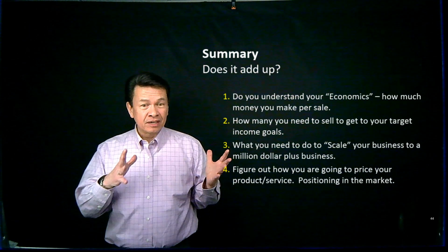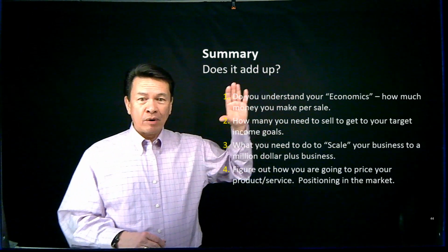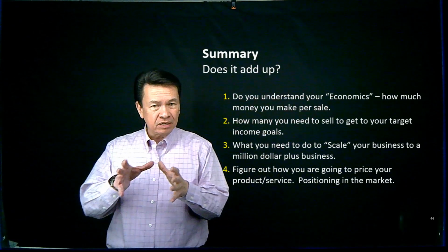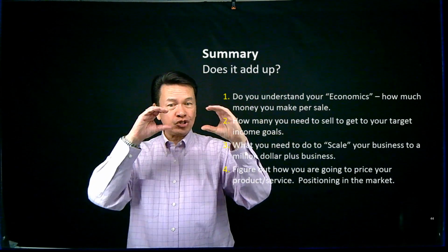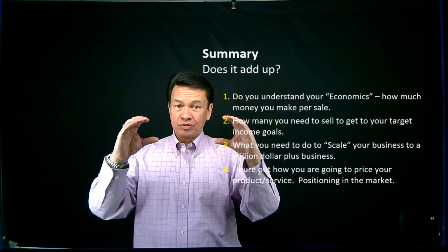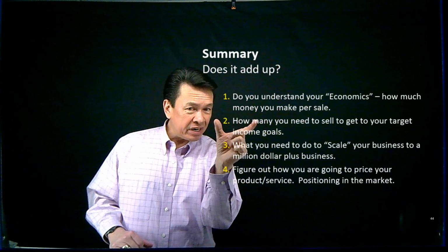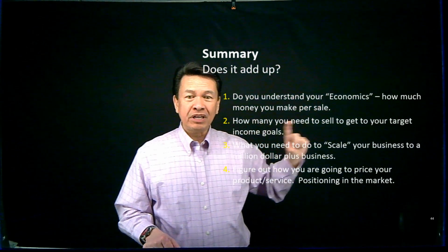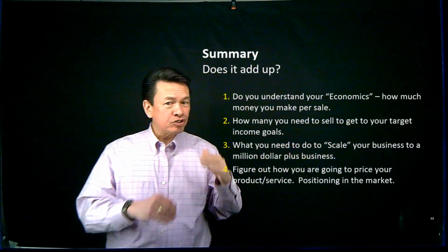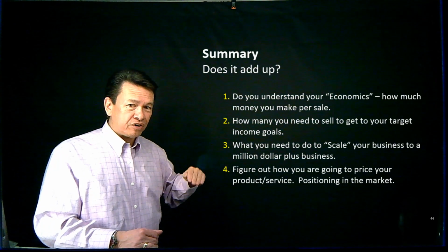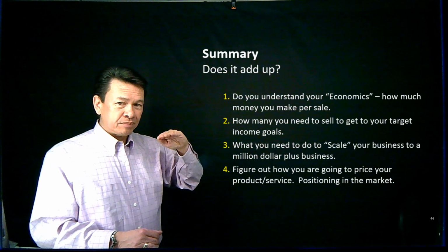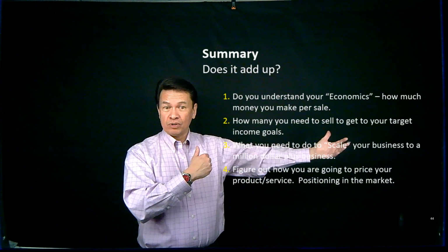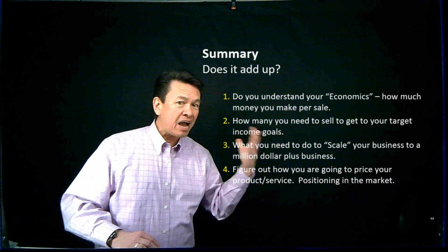So hopefully it's starting to all add up, right? What I want you to do is basically for next week, make sure you understand your economics. How much money do you make per each unit sale, right? Or service, right? So every time you make a sale, how much money in profit, how much does the cost of goods sold look like, okay? And then how many do I need to sell in order to get to my target income goals? Remember, we had those 4 different targets, right? Do this full time, target, right? And then also, if I were to go big, what's it going to look like? Those are the things. And then think about how I can scale that, right?